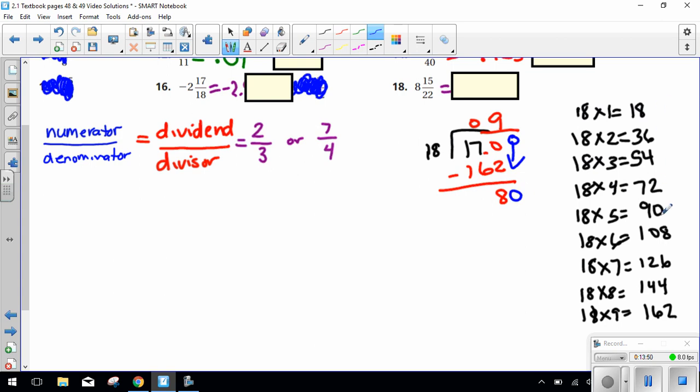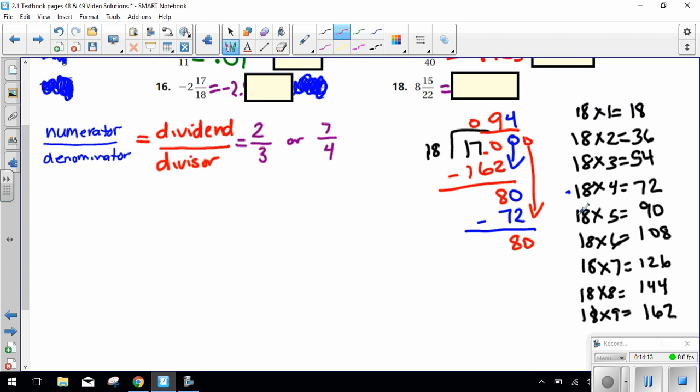So how many 18s go into 80? Well, 18 times 5 is too big because the product is 90. So I'm going to use 18 times 4. So 18 times 4, and the product is 72. When I subtract, I get an answer of 8. Add a 0, bring down.